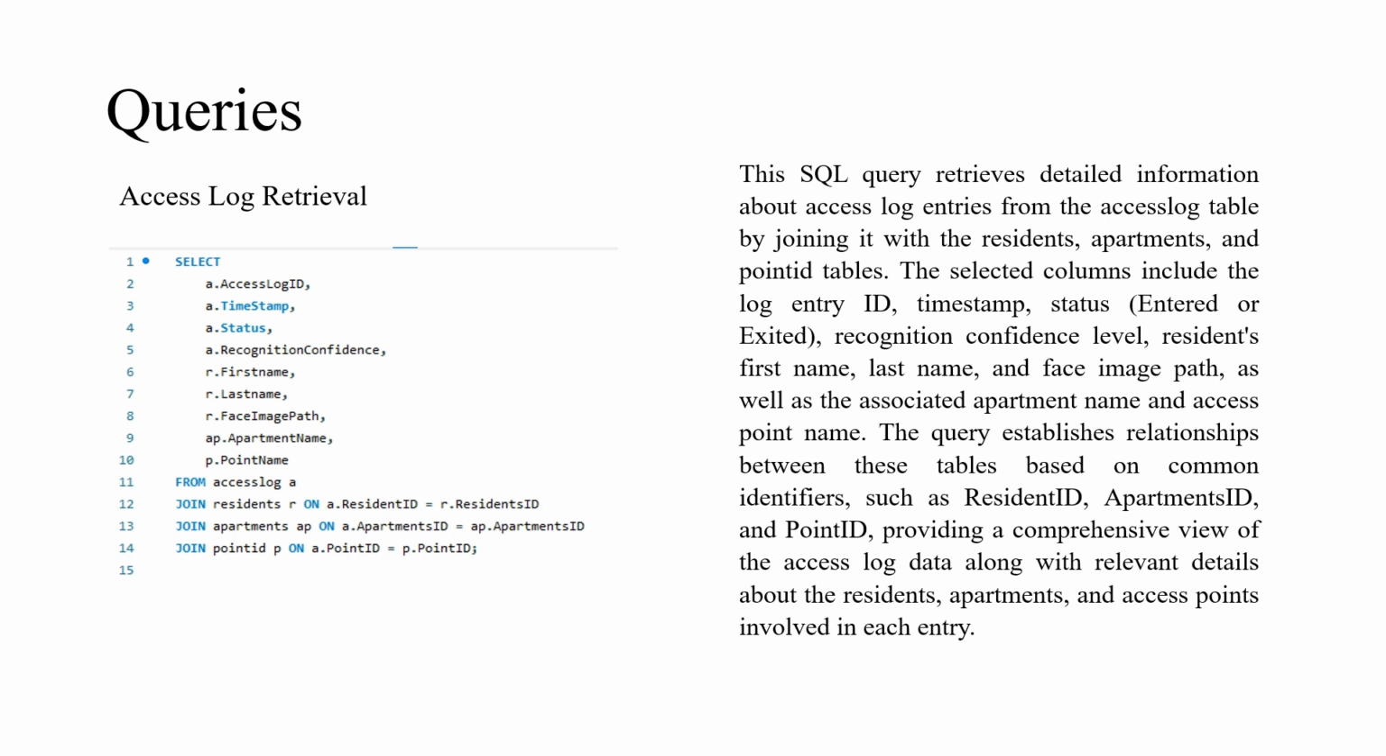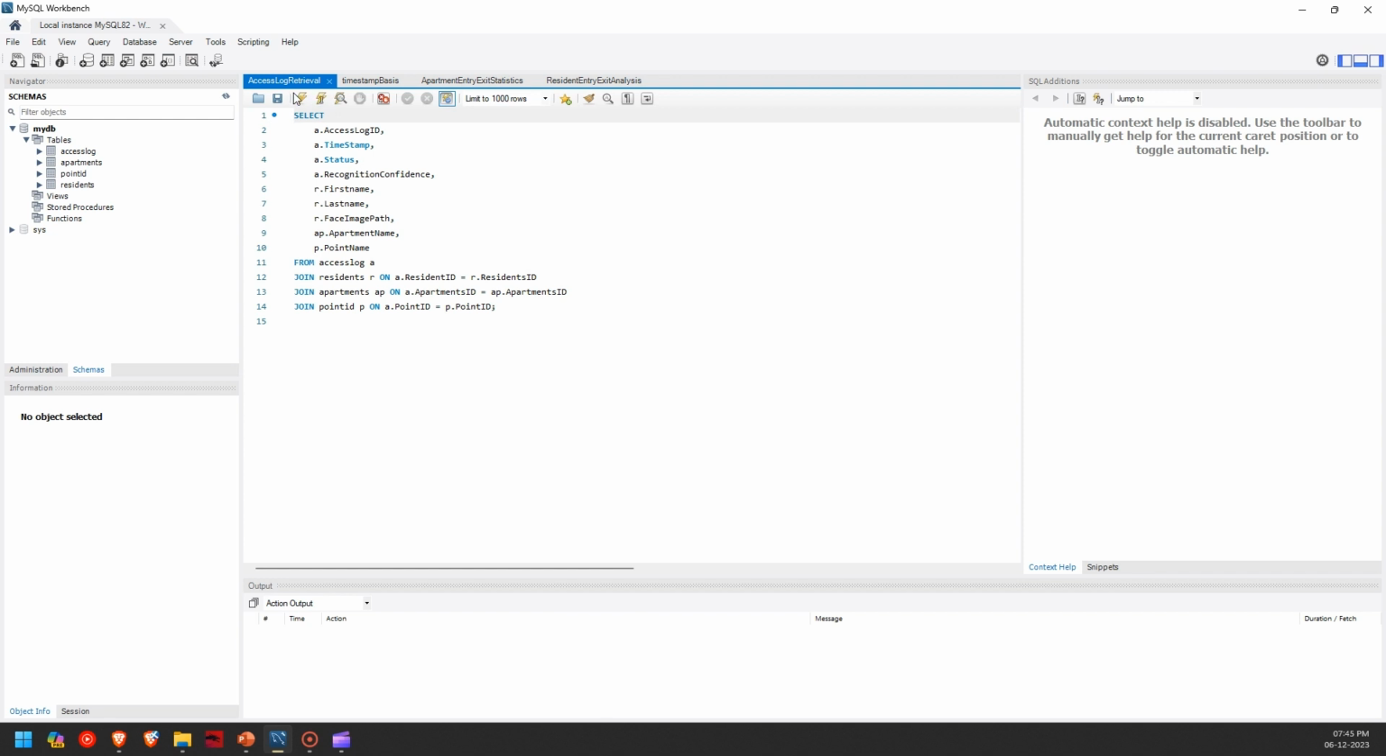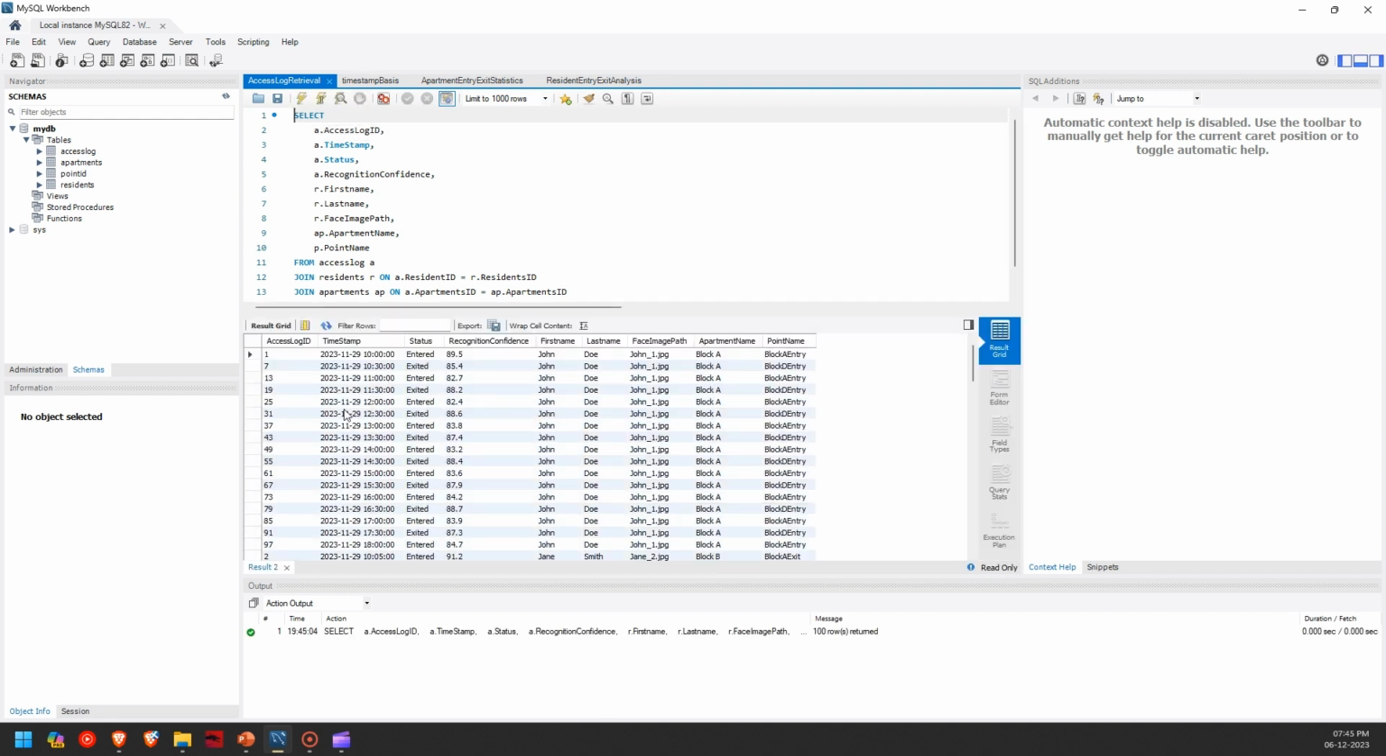So let's dive into the real instance. This is our project which we have created in MySQL. If you see, MyDB is the project name. We have the tables access log, apartments, point ID, and residence here. If I go to the access log retrieval query and execute this, I will be getting all the details in the database, like which person has entered at what time, whether he has entered or exited status-wise, as well as from which point ID he entered. So this is the first select query statement. And let's go to the second one.